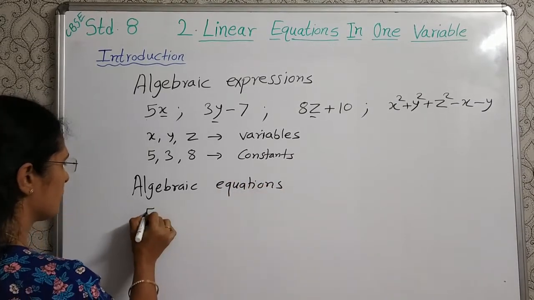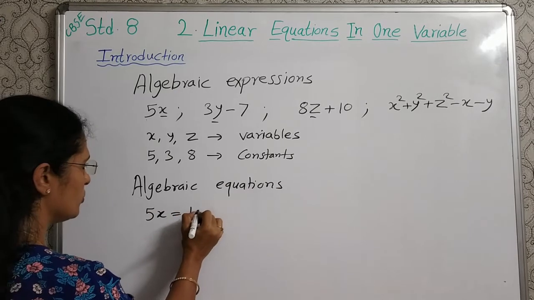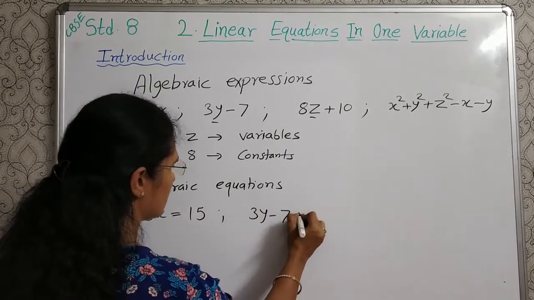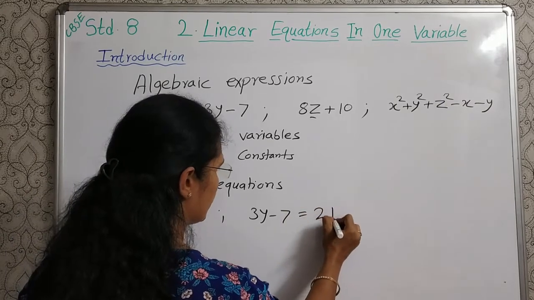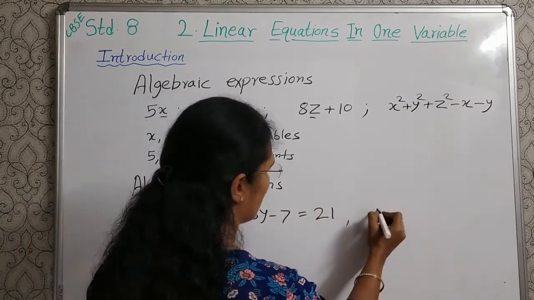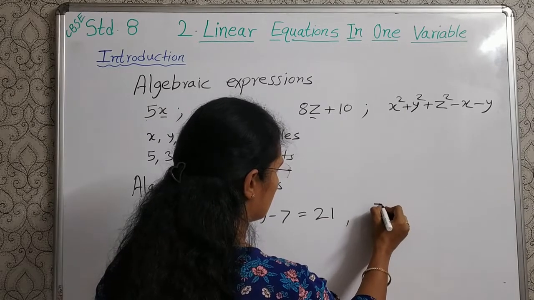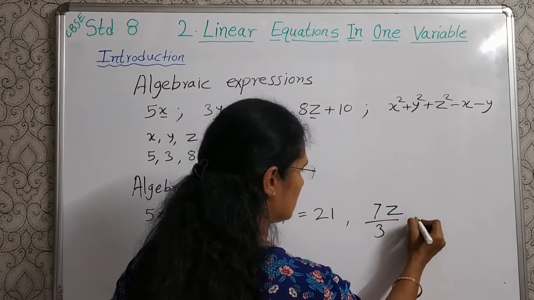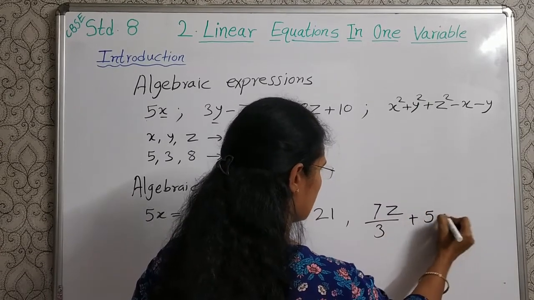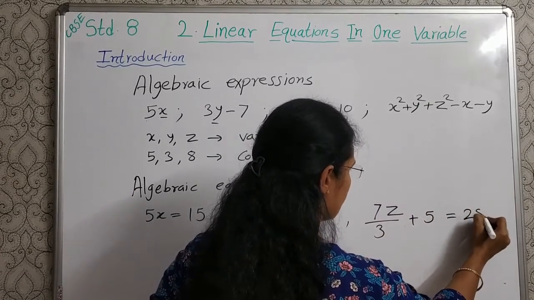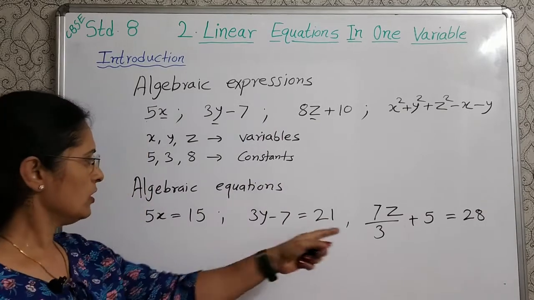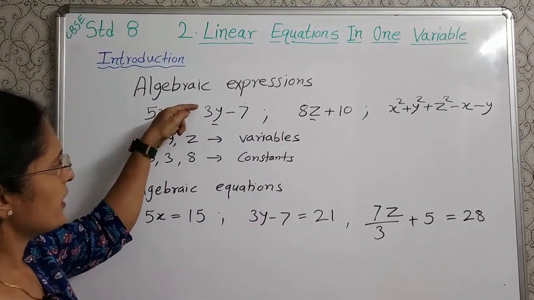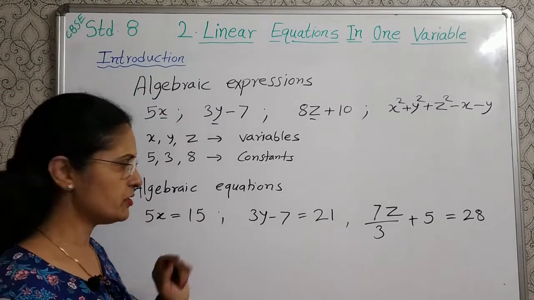Next, algebraic equations. 5x is equal to 15. 3y minus 7 is equal to 21, then 7z by 3 plus 5 is equal to 28. These are all algebraic equations. Now what is the difference between algebraic expressions and algebraic equations?